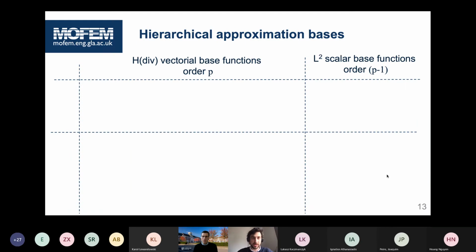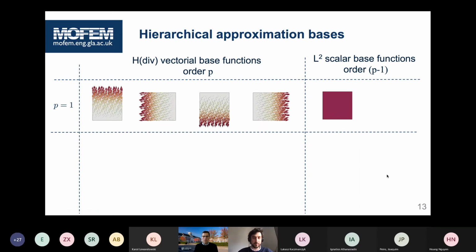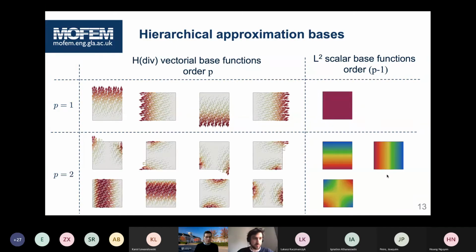So what's the hierarchical approximation basis for the HDiv and L2 fields? So for P equal to 1, there are 4 HDiv vectorial base functions and only one L2 scalar function, which is in fact equal to 1 on the whole element. Yeah, in this example, we'll consider quad elements in 2D. So if we increase P, we consider P equal to 2, we get 8 more vectorial base functions for HDiv and 3 more scalar base functions for L2.